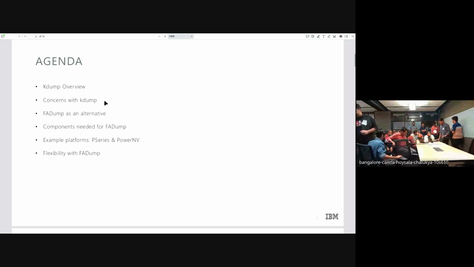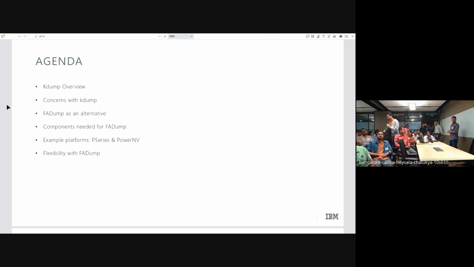Okay, so going forward to the agenda of what we'll be seeing today. First, I will be covering an overview of the current KDump infrastructure, which is the default way we get kernel dumps on almost all distros or most architectures. So we will go through the overview of KDump, and then we will go through the concerns of KDump. Like, what are the inherent issues that come by design of KDump that we want to fix with FADump?